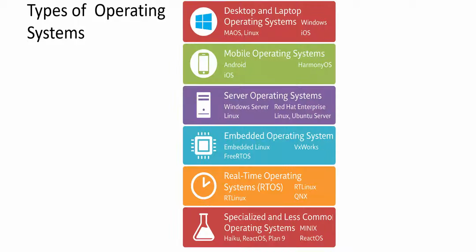Embedded operating systems such as Embedded Linux and VxWorks run inside devices like appliances and industrial equipment, where resources are limited and the OS needs to be lightweight. Real-time operating systems, or RTOS, like RT Linux and QNX guarantee that tasks complete within strict time limits, which matters enormously in things like medical devices or automotive control systems. And finally, there are specialized and less common operating systems like Haiku, ReactOS, and Plan 9, which serve a niche or experimental purpose.